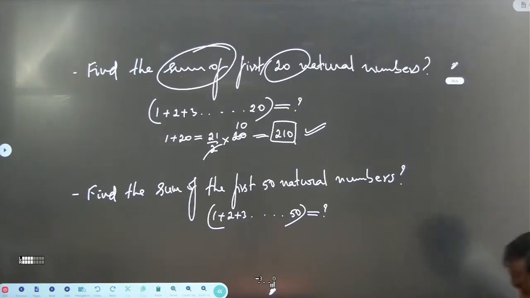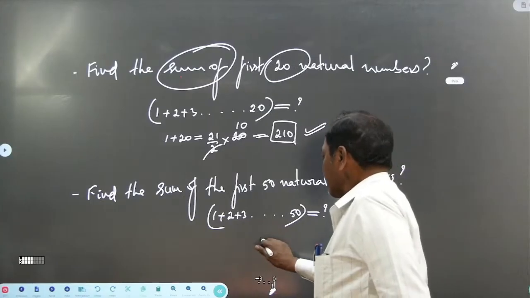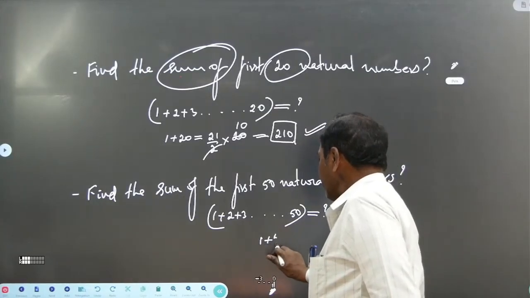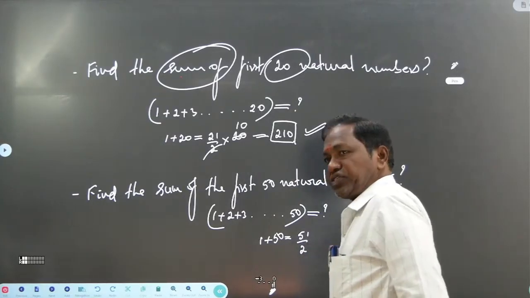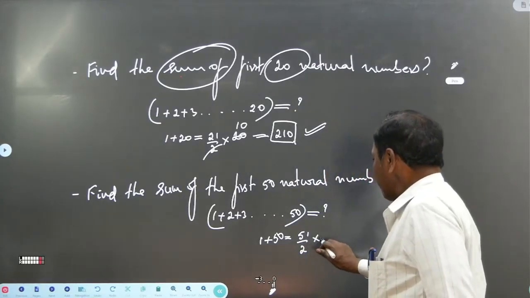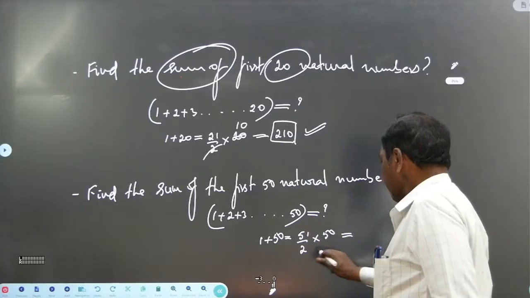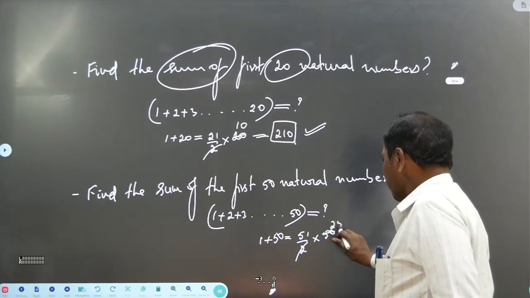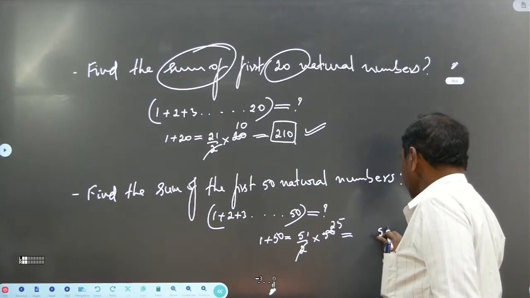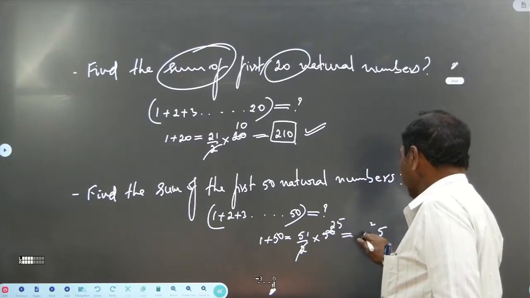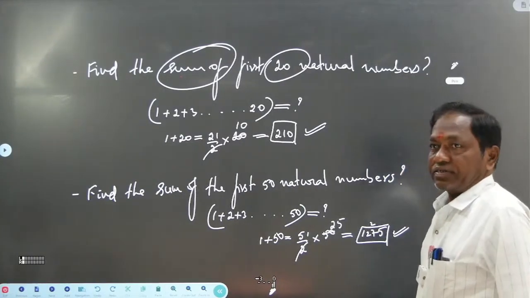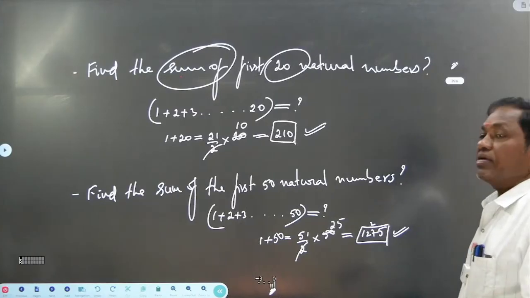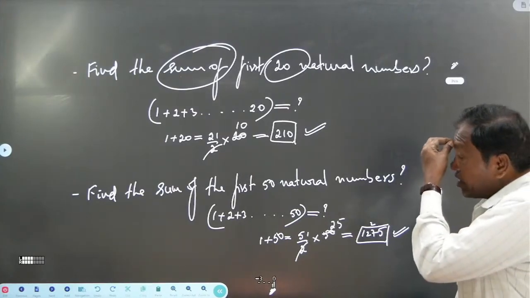Okay, yes. Now we can see the first number from the beginning and the first from the last. 51 by 2, you get the average of each number, multiplied by the number of observations, 50. 2 fives are 10, 2 twos are 4, 225... 25, 2 carry... 25 into 5, 125, 127, 1275. That's right. Yes. Okay. Do you have any queries?